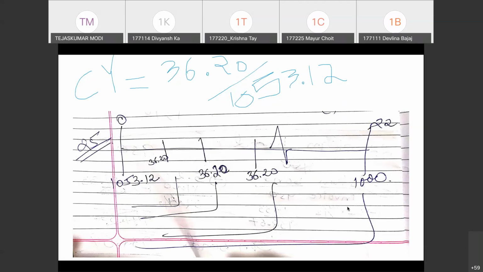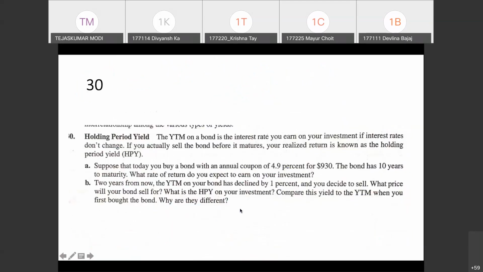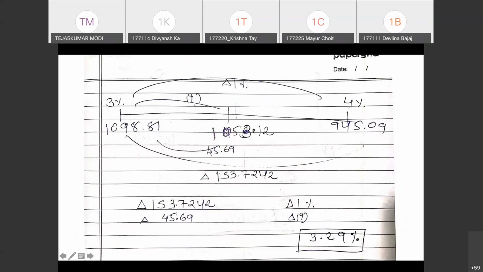So I did it at 3%. I will just now show you the math. When I'm discounting this 36.20 plus this 1000 future value at 3%, the present value is 1098.81. But how much am I paying today? How much present value is there? 1053, right? So then I know that 3% gives a higher value, so I will discount at 4%, which will give a lower value. So I have now discounted all the values at 4%. The answer is 945.09. Now remember, I am looking for that discount rate where the present value is 1053.12.